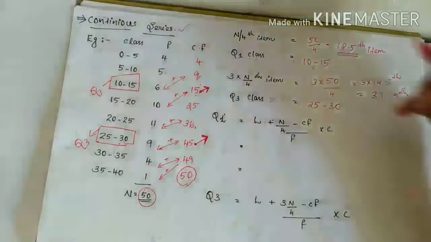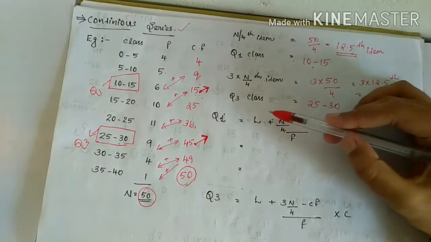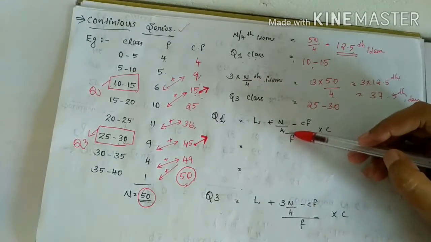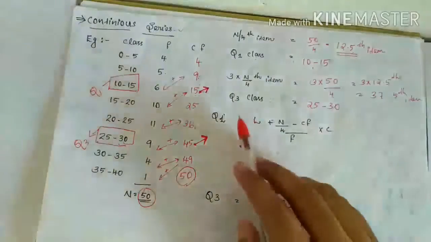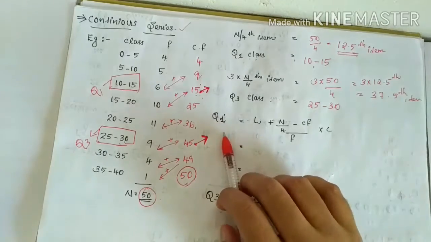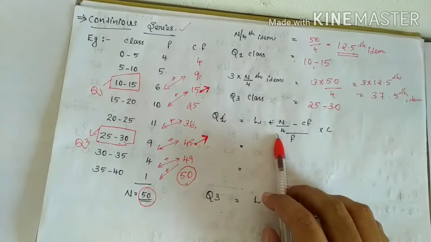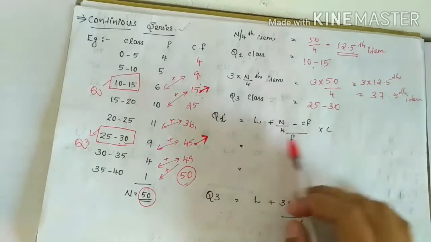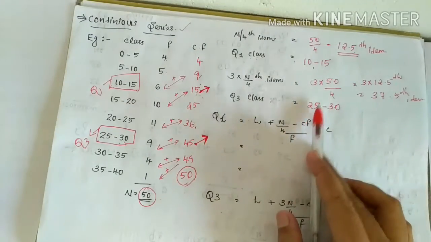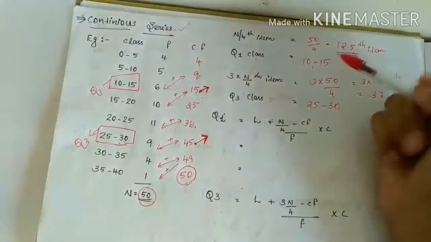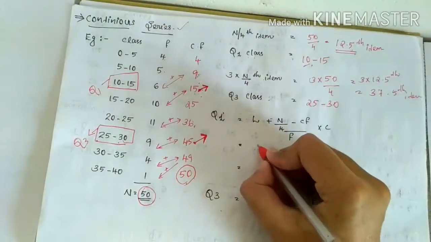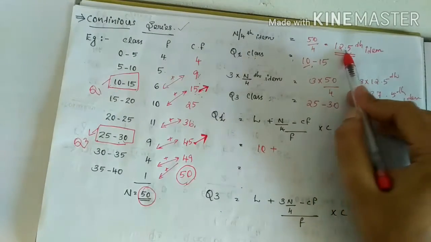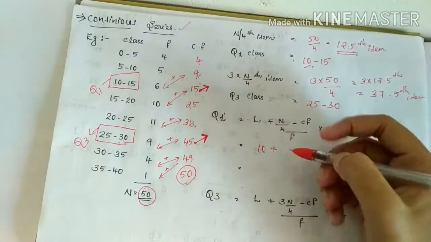After finding the Q1 and Q3 class, next you have to find the value of Q1 and Q3 using this equation. First one is calculation of Q1. Q1 is equal to L plus n by 4 minus CF divided by F into C. Here L means the lower limit of the Q1 class. Here L is 10, that is 10 plus n by 4. N by 4 we have already found, that is 12.5.